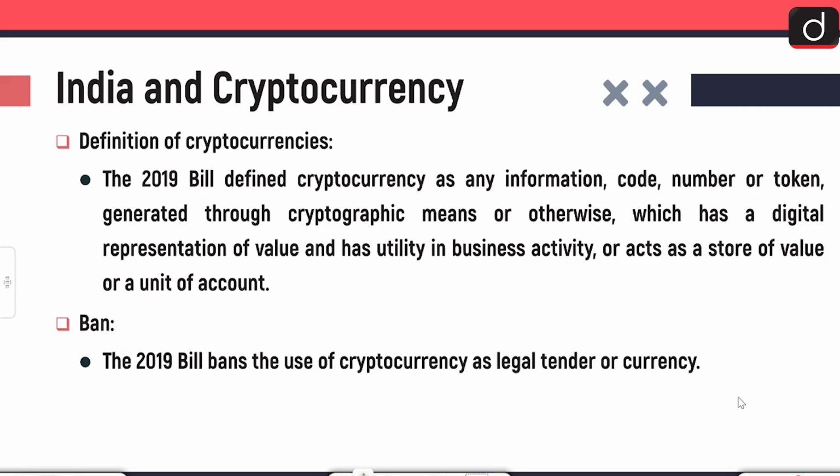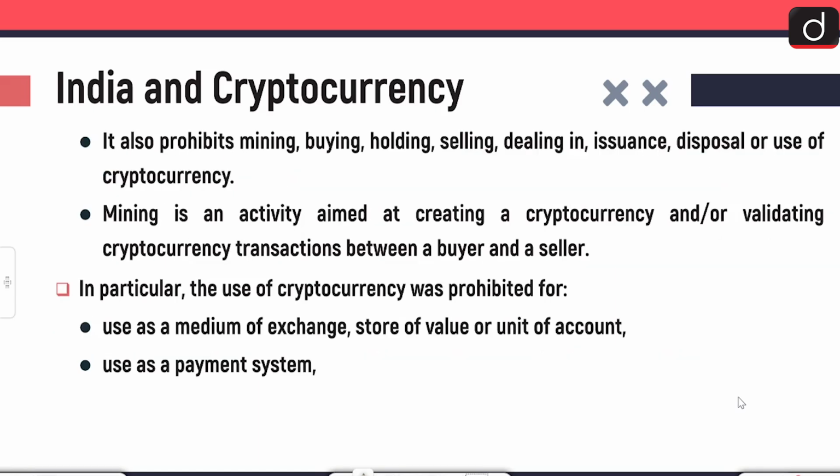That is the problem. So the SC Garg committee also suggested something of a ban, but it asked the government to be open-minded about cryptocurrency. SC Garg is the name. The 2019 bill bans the use of cryptocurrency as a legal tender or currency.